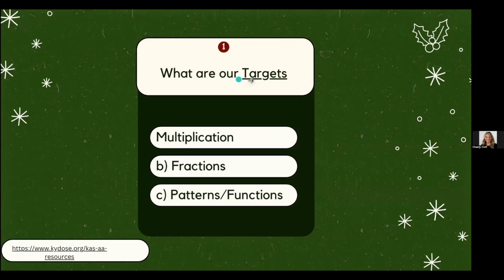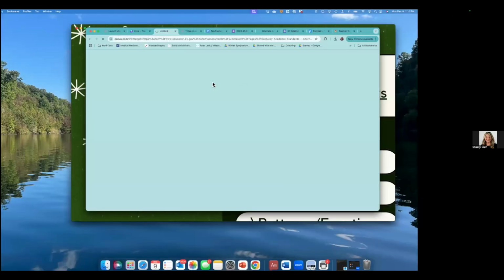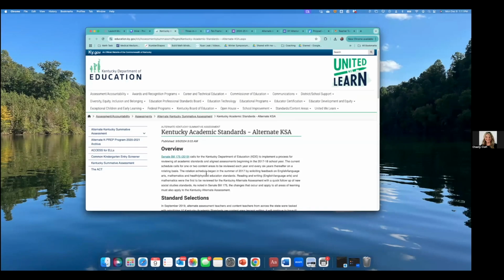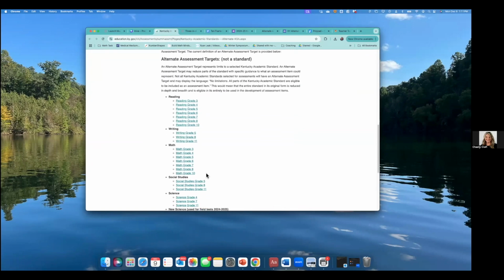So, what are our targets? I'm going to talk about the targets that you're actually looking for. I've also put that DOSE resource on mine so you can get to it. When you go to this, you'll see it has several layers. But first of all, let's talk about our targets, and the ones that I'm going to focus on. So if you are looking for your targets, right here they are.